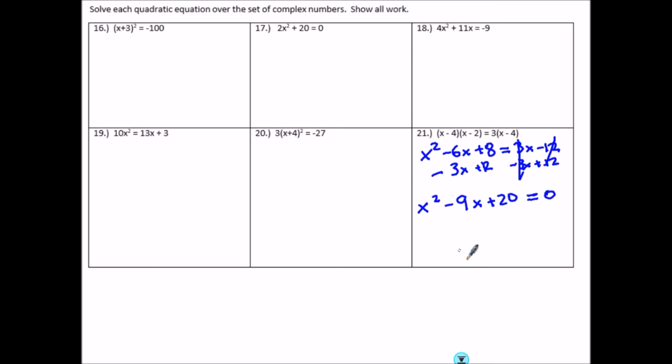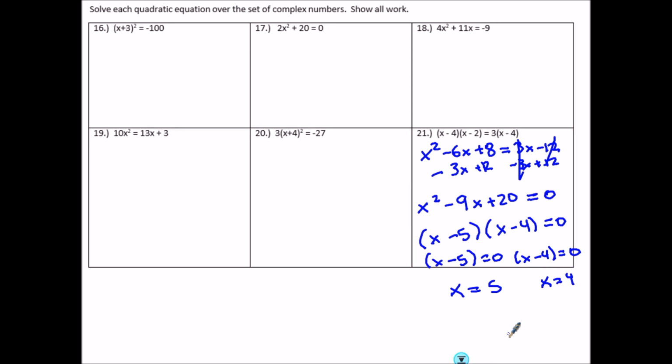This factors nicely: x - 5 times x - 4. Setting both of those factors equal to 0, we get the two final solutions of the equation: x equals 5 and x equals 4. Final solution, 4, 5.